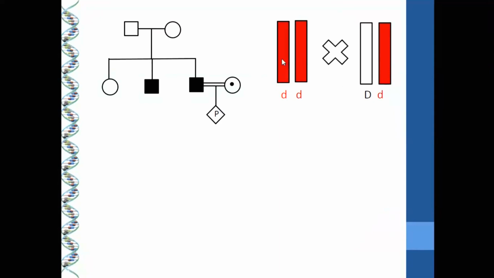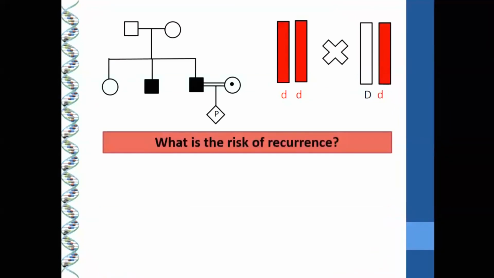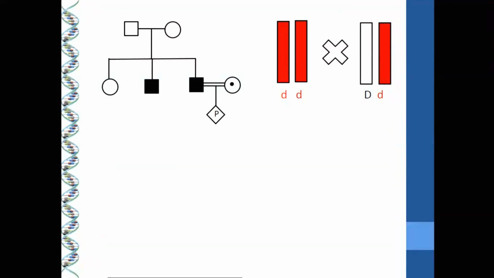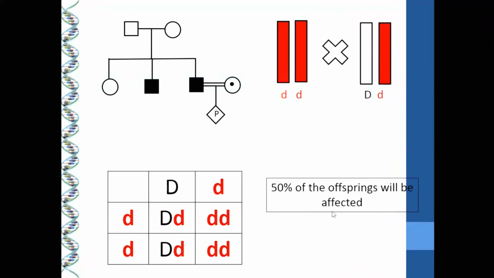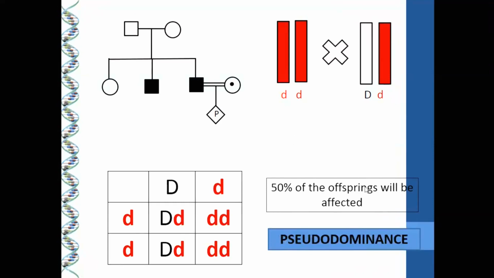The recessive allele is denoted by small letters. So we have denoted the affected by dd and the carrier by capital D and small d. So what is the risk of recurrence of this fetus being affected with thalassemia? 50%. Here comes the concept of pseudo-dominance. In this case, 50% of the offspring will be affected. That is known as pseudo-dominance. Despite being a recessive disorder, the pedigree will manifest as a dominant disorder.